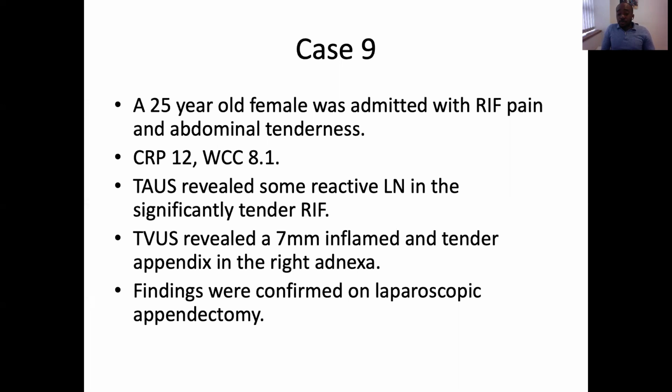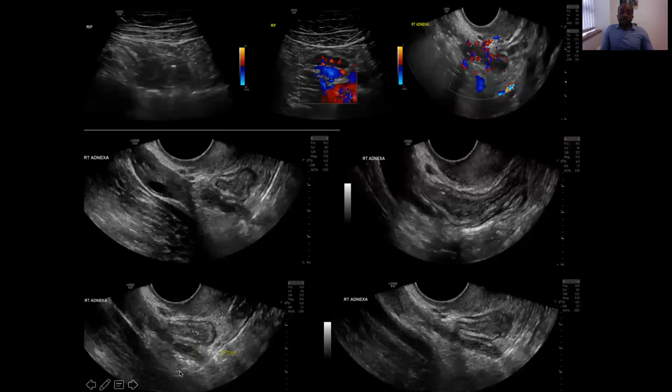So then we went ahead to do a transvaginal ultrasound, but couldn't see much of the ovaries from the transabdominal view. So transvaginal TV revealed a 7 millimeter inflamed and tender appendix in the right adnexa, which was confirmed on laparoscopic appendectomy. So here we have the transabdominal view.